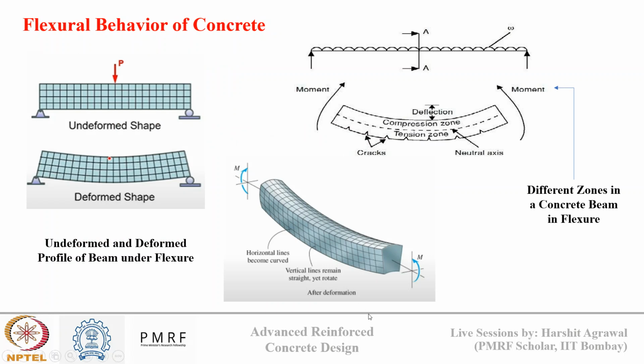so last week we started discussing the flexural behavior of reinforced concrete. We talked about how a reinforced concrete beam responds to loading, which induces bending in its geometry. Okay. We talked about the change in the horizontal and the vertical profile, and we talked about compression and tension zones and the presence of the neutral axis at which there is zero strain. Okay, so this was the basic overview of flexural behavior of concrete that we had.